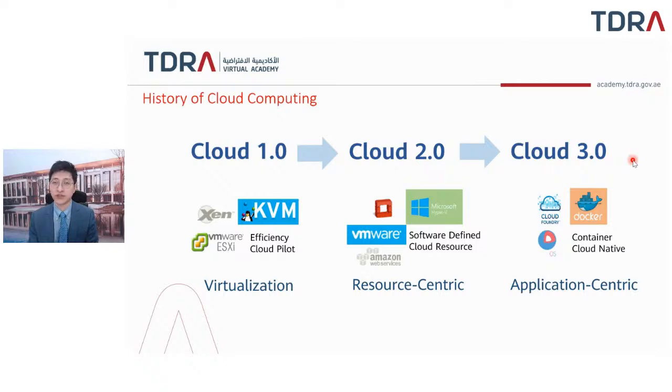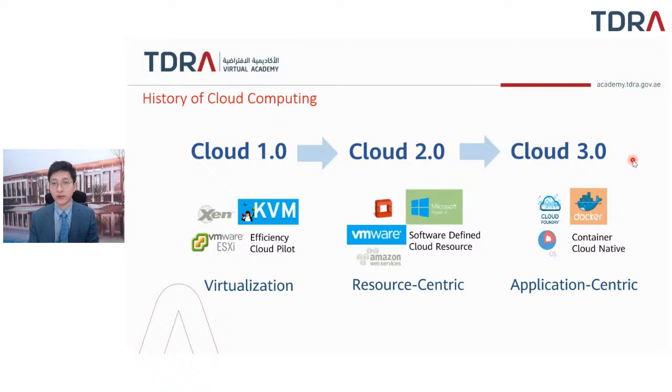So we come to phase two, which we also call cloud 2.0. In this phase, we are resource-centric. We are trying to make the resource the center. In this time, many companies also have their very famous products, like OpenStack and Amazon's AWS public cloud. But at this time, they still have some degree that needs to be improved.